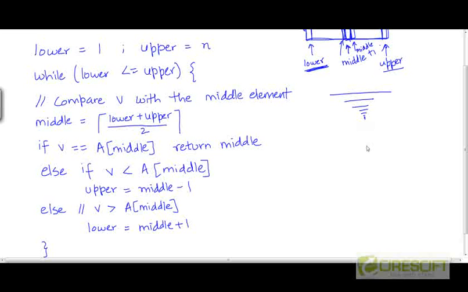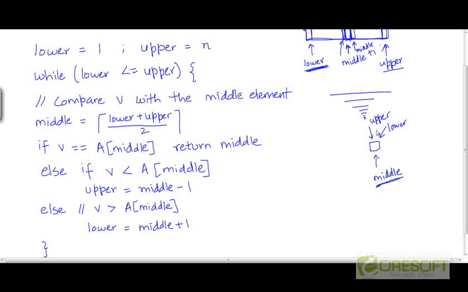Ultimately, we're going to end up with a subproblem of size 1. When we end up with a subproblem of size 1, both upper and lower will have the same value. And the value of the middle element is also going to be the same, because if upper and lower are the same, then upper plus lower by 2 is also the same as upper or lower. Now what happens if v is equal to the middle element? Well, then we stop and return the index of the middle element.